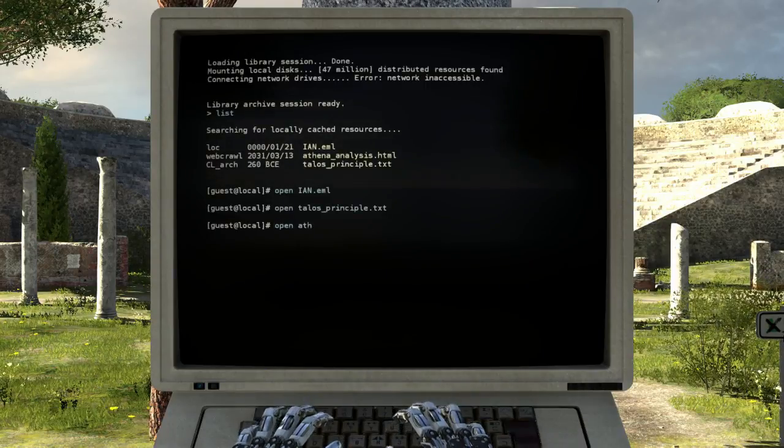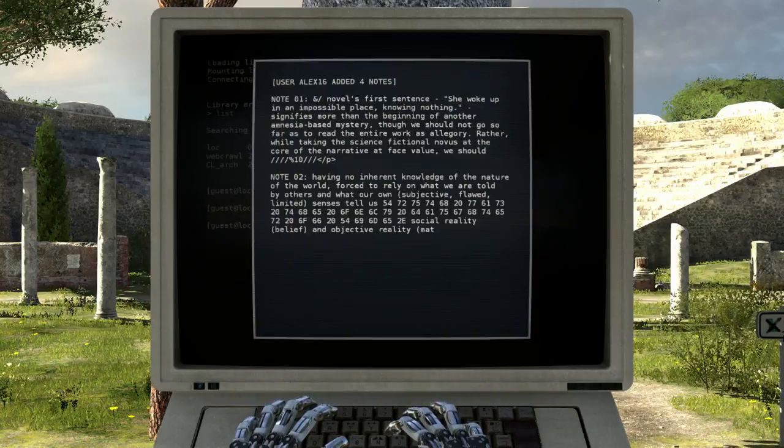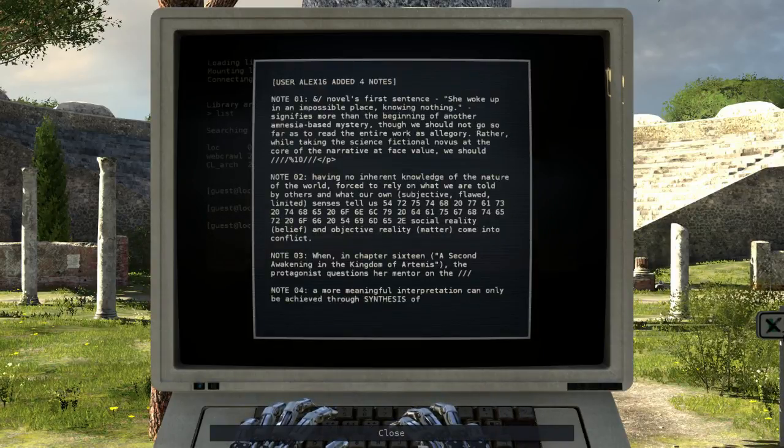Fair enough, leave blood inside body. Got it. Athena analysis. Ooh, gibberish.